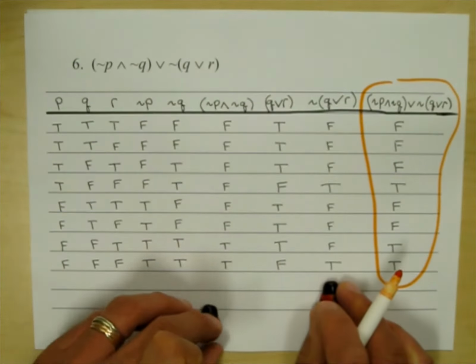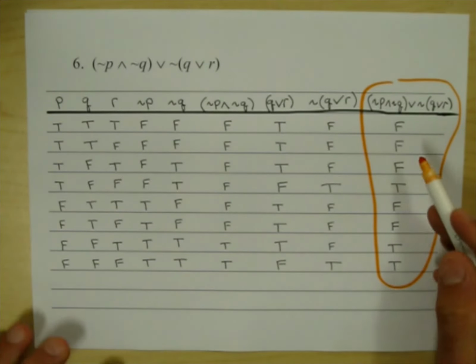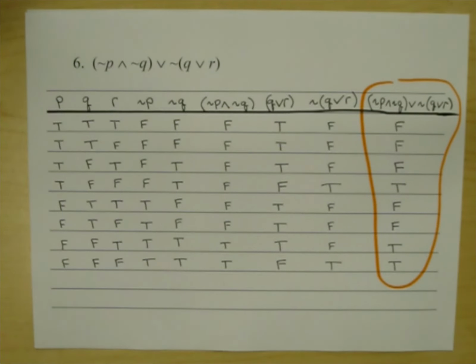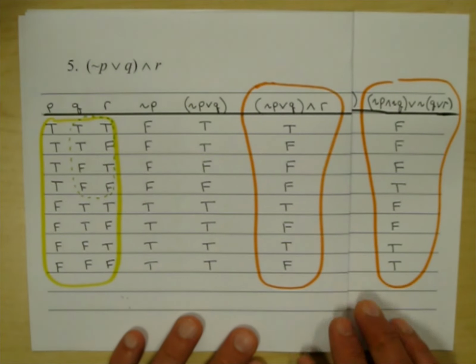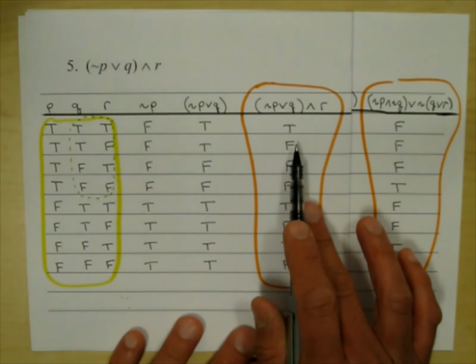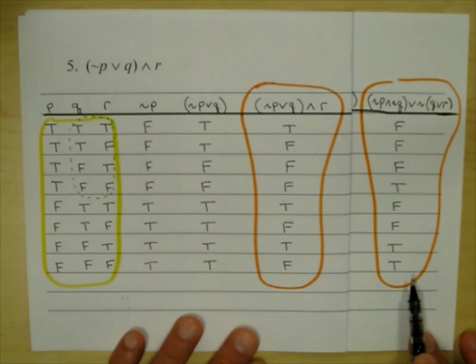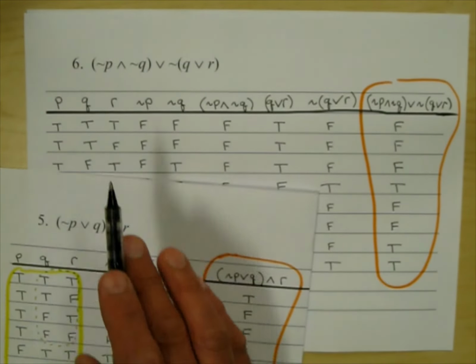So that one right there. How many falses do we see in the final column? There are 1, 2, 3, 4, 5. 5 falses in the final column. Is that equivalent to problem number 5? I'm going to fold the page here. Here's problem number 5. Problem number 5 also has 5 falses in the final column. 1, 2, 3, 4, 5. But are those 2 statements equivalent? No, because they don't have identical columns. So statement number 5 is not equivalent to statement number 6.